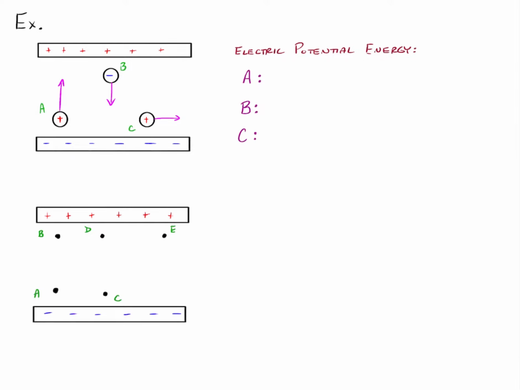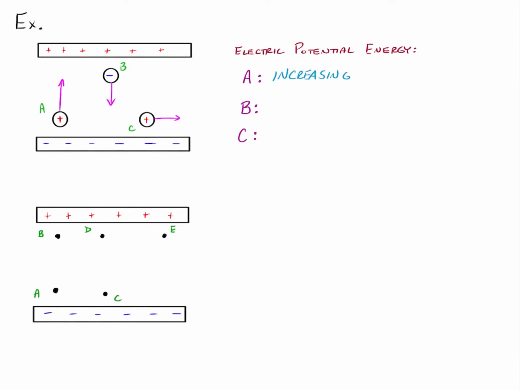Now that is not what it naturally wants to do. Naturally, the positive plate would repel it downward. The negative plate would attract it downward. So the natural motion for this positive charge would be downward. I'm doing the opposite. And since I'm doing the opposite of what it naturally wants to do, we hopefully realize that I am increasing its potential energy.